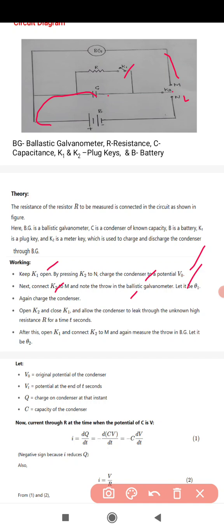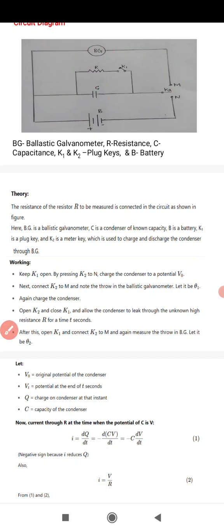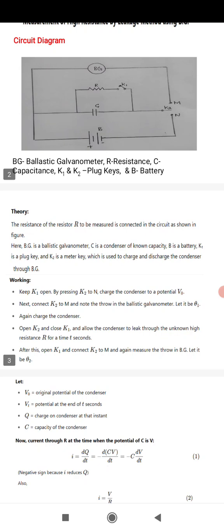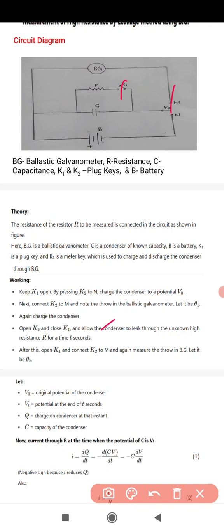Let θ1 be the first throw produced by the discharge of the condenser. Open K2 and close K1. Allow the condenser to leak through the unknown high resistance R for T seconds. The unknown high resistance will be leaking.